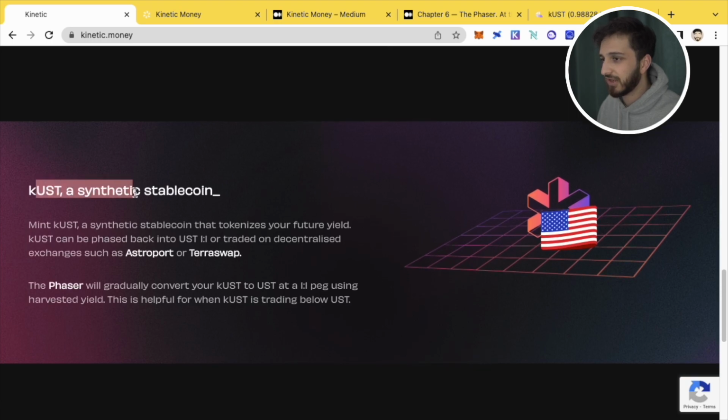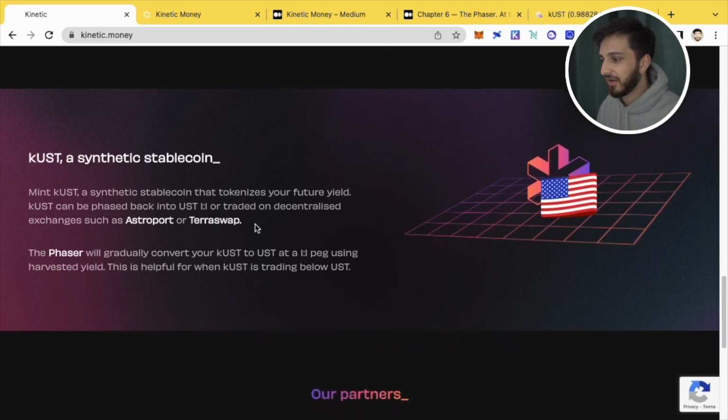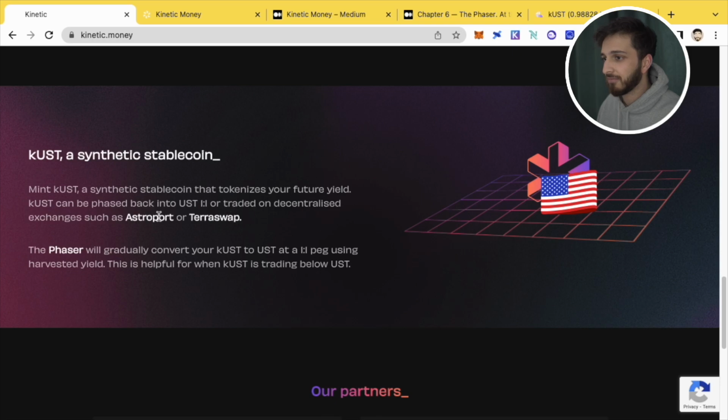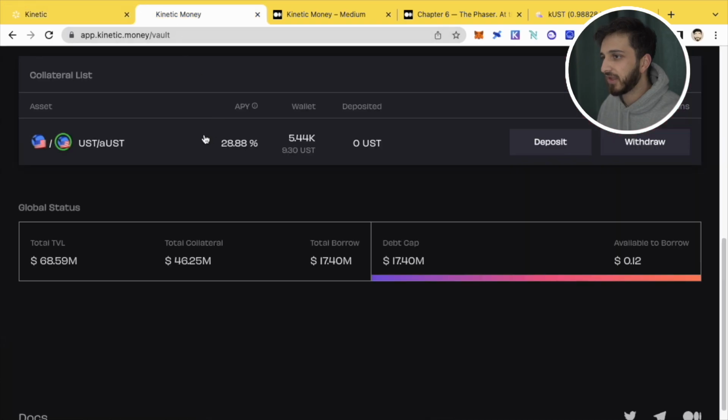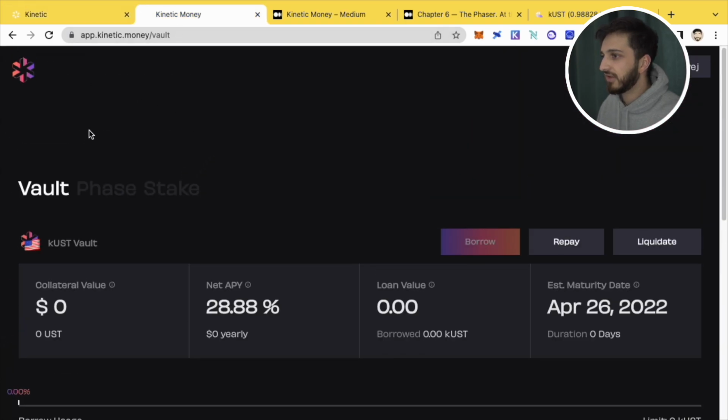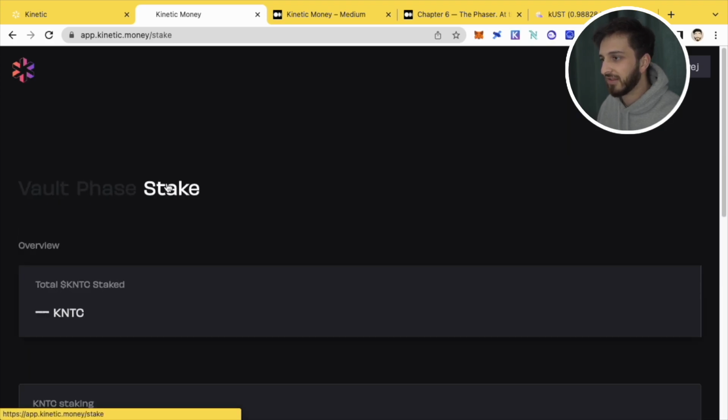If you scroll down, you can read a little bit more about KUST. There is some liquidity on Astroport, sorry. So you can go to Astroport, and you can swap your KUST or UST directly on there. So let's go into the application now. You'll see that there are essentially three pages on the website. You've got the vault, the phaser, and stake.